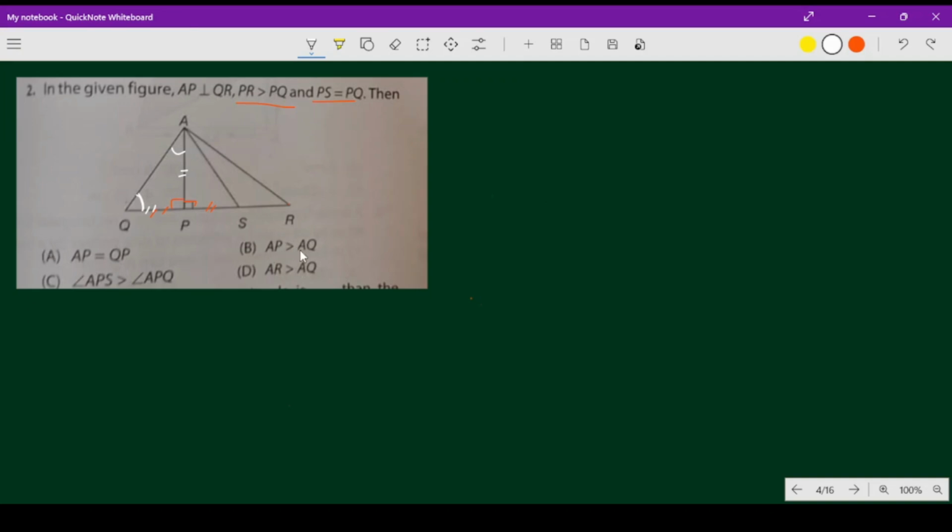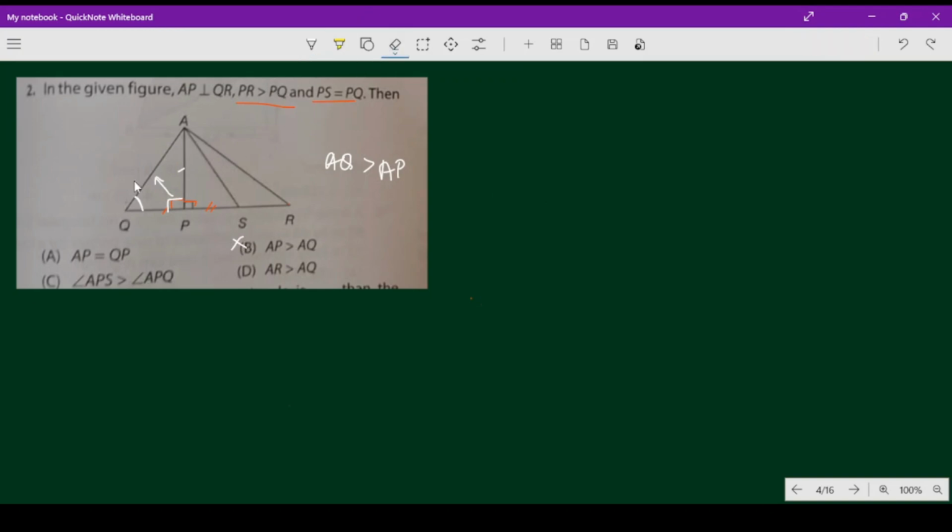Now let's check AP and AQ. If we see the picture once again, for AP and AQ, they said AP is bigger than AQ, which is completely incorrect as this is 90 degree. So the opposite of this is AQ and AP is opposite of this angle. Obviously this angle is less than 90. So here AQ is bigger than AP as AQ is opposite of the bigger angle. So option number B is incorrect.